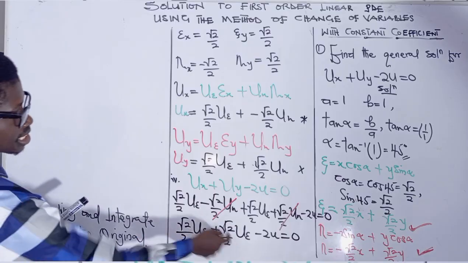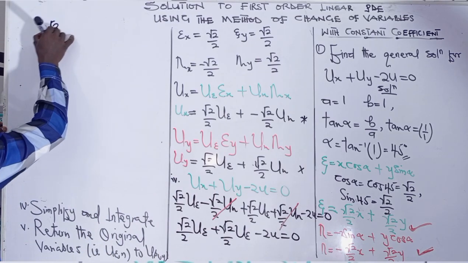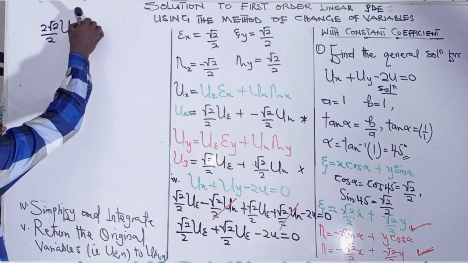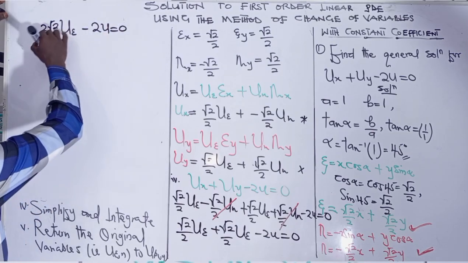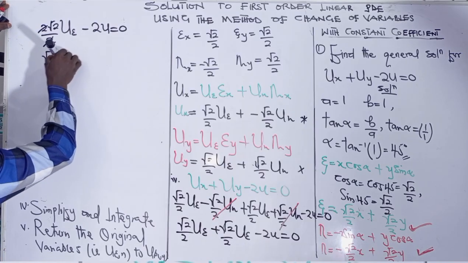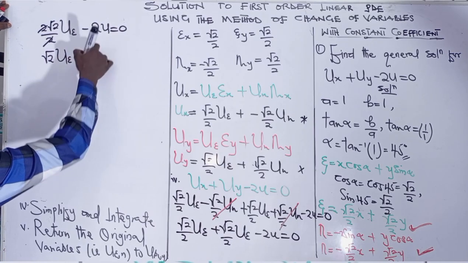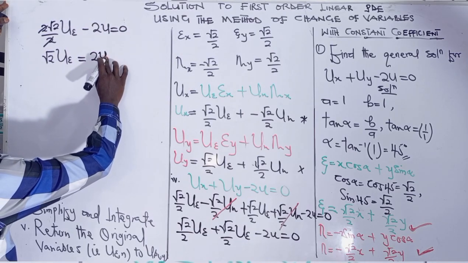So we have this plus this will give us what? 2 root 2 all over 2 u Zaya minus 2u is equal to 0. This will cancel this. We are left with root 2 u Zaya. Now let's send this to the right hand side to give us 2u.